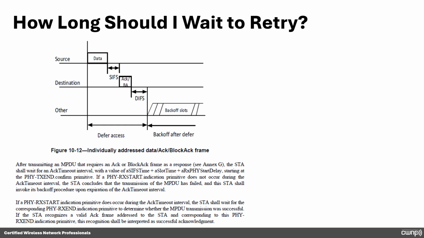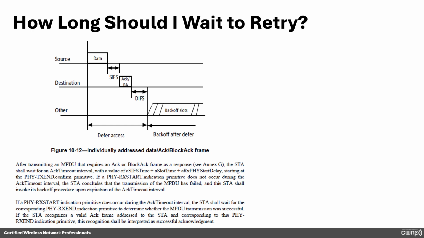If the station recognizes a valid ACK frame addressed to the station and corresponding to this PHY-RXEND.indication primitive, this recognition shall be interpreted as successful acknowledgement. Okay, so let's talk about the algorithm that's in here. Basically, the algorithm is saying that when you transmit a frame, then starting at the end of that transmission, that's PHY-TXEND.confirm. So the PHY has sent a communication up to the MAC saying, I confirm, I sent it.